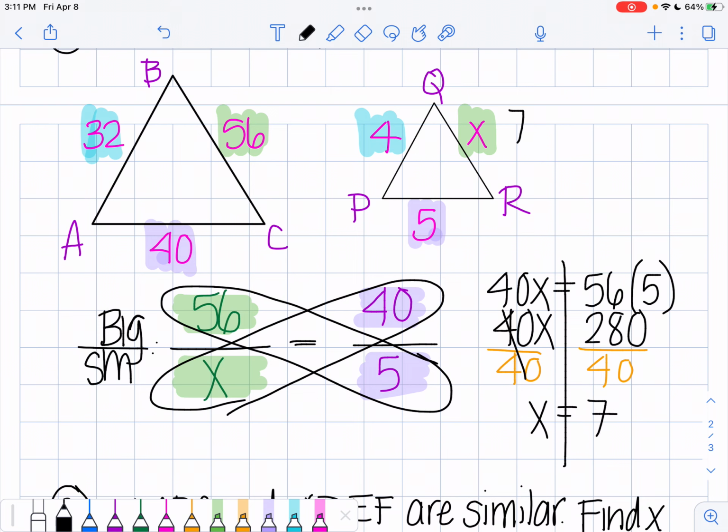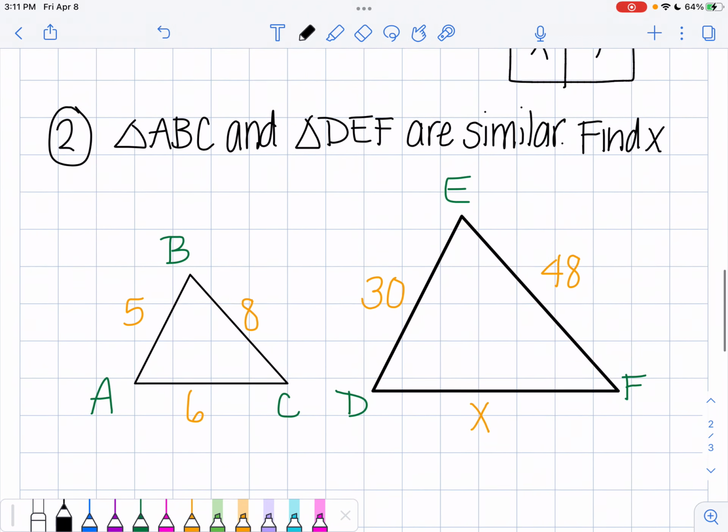Now, does that make sense? Well, let's see. 5 times how much is equal to 40? 5 times 8. Okay, so that means that 4 times 8 equals 32, and 7 times 8 is equal to 56. So that makes sense. It's a way that you can check your answer. Okay, let's try the next one.